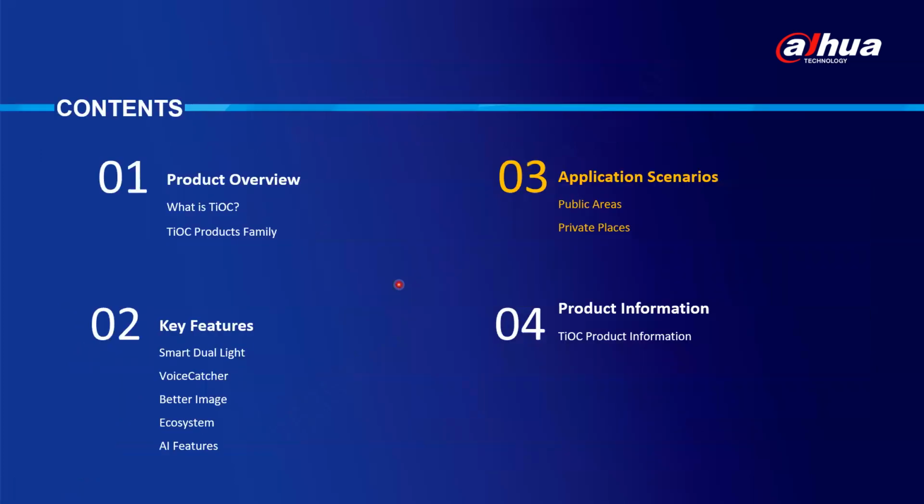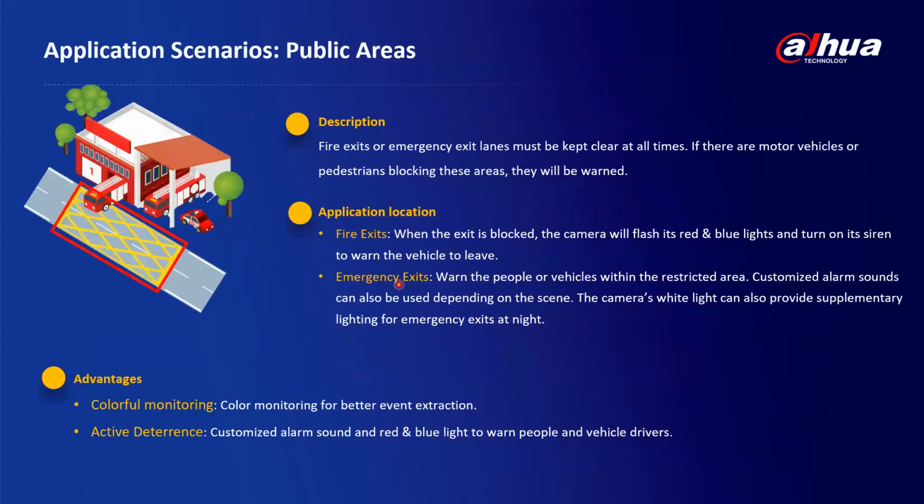So let's take a look at the application scenarios, the third part of today's training. We have public areas. This can be used well, for example, for fire exits or emergency exit lanes, which must be kept clear at all times, away from any kind of obstructions or blockages. So in the event there's any kind of emergency, we find that the exit is clear and these water trucks can find a way of exiting that section to go and respond to those emergencies.